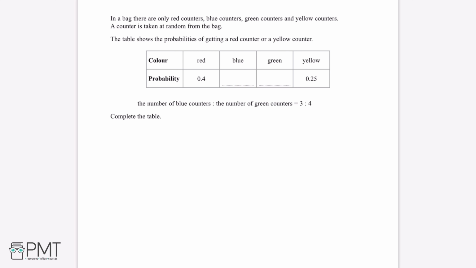Complete the table. So an important thing to remember when using probabilities is that because the only options are to have a red counter, blue counter, green counter or yellow counter out of the bag, the sum of these probabilities must be 1. The probability of choosing either a blue or a green counter will be equal to 1 minus 0.4 plus 0.25, which gives us 1 minus 0.65, which is equal to 0.35.